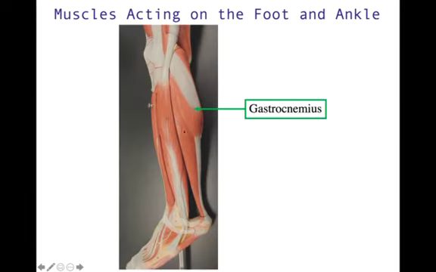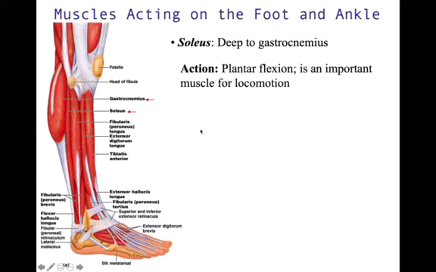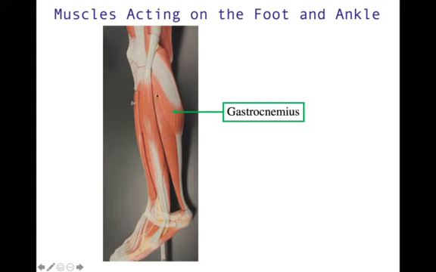Now deep to that, you see this muscle right here, running parallel to the fibularis longus. We call this muscle the soleus. Deep to the gastrocnemius, we call this one the soleus. It's also involved in plantar flexion. Here you can see this muscle that's deep to the gastrocnemius. That is the soleus muscle right there, plantar flexion.